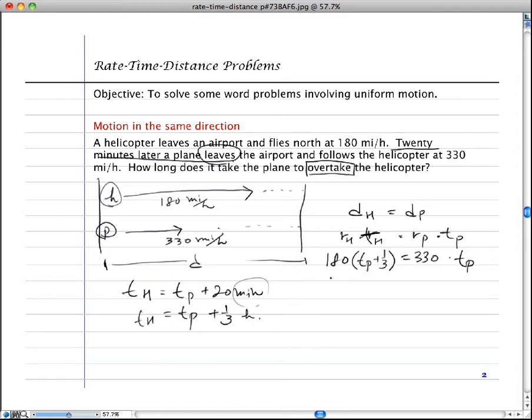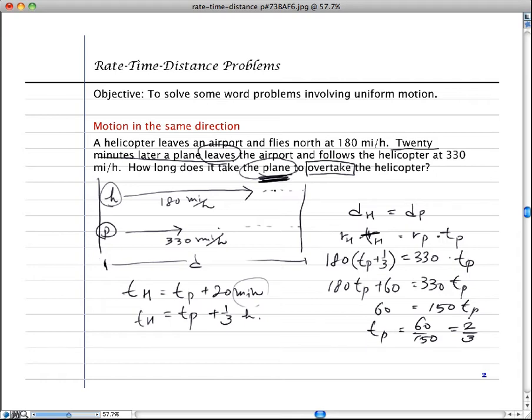So we're going to distribute this, and that comes to 180 t sub p plus 1/3 of 180 is 60, is equal to 330 t sub p, and move the 100 t sub p to the other side. That will give you 150 t sub p is equal to 60. When you divide by 150 both sides, t sub p is equal to 60 over 150, and that reduces to 2/3. So the question was, how long does it take for the plane to take over? So we should have been looking for t sub p.